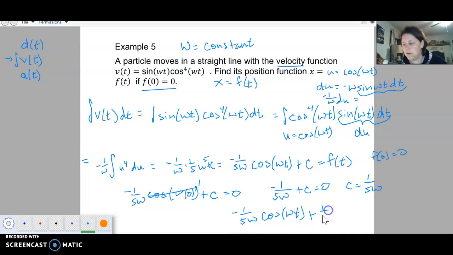plus 1 over 5w. Oh, I forgot the fifth. Good thing I looked at that answer. Clear back here when I plugged my u back in, that should have been to the fifth. Sorry about that. That one there and here. Well, here too, but that didn't matter. Okay, so that's your final answer for example 5.